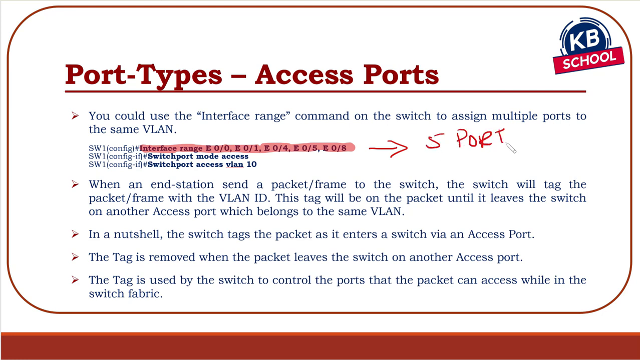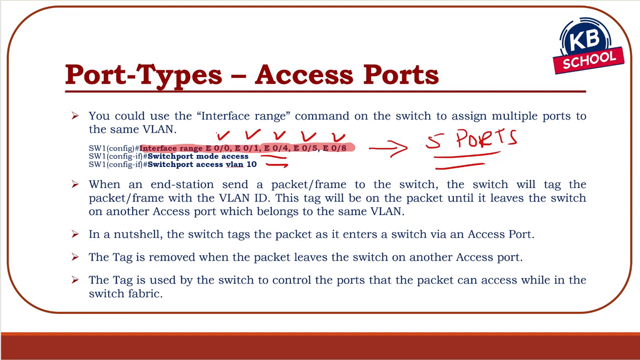Now, if you're getting paid by the hour and you want to milk it, don't do it this way. Go into each and every port and assign each port to that VLAN individually. This cuts your time down if you want to go somewhere and you're in a rush, and it's a better way of doing it. You specify the interface range command, and whatever I do now will be applied to E0/0, E0/1, 4, 5, and 8. What do I want to do? I want all these ports to be access ports, and I want all these ports to belong to VLAN 10.